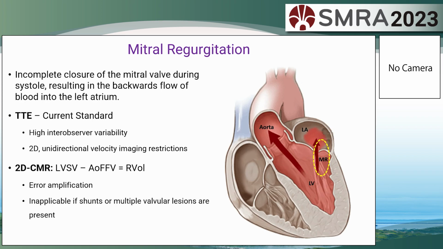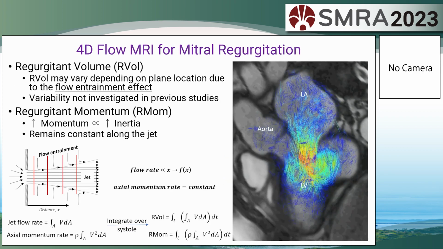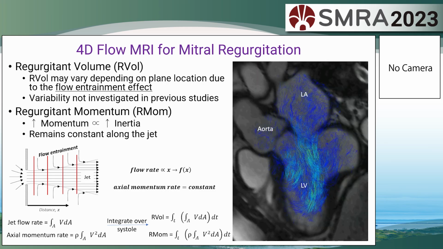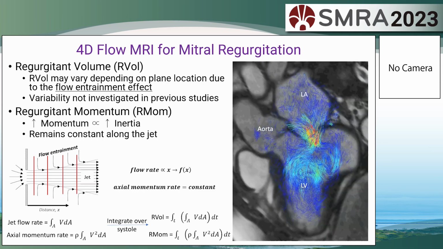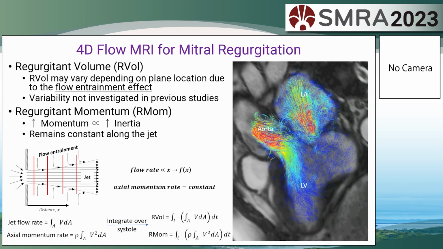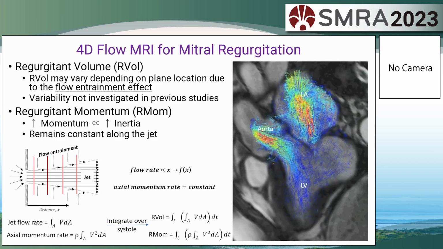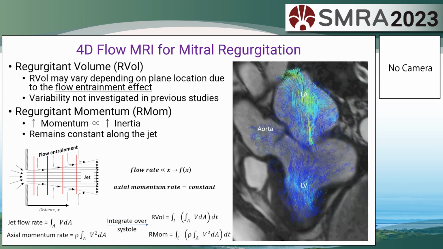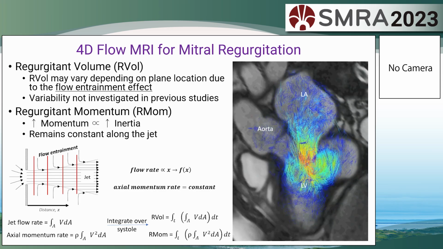from the left ventricular stroke volume, resulting in the regurgitant volume. However, this subtraction of two large numbers can lead to the amplification of inherent measurement errors, and multiple valvular lesions or intracardiac shunts can yield inaccurate results. 4D flow MRI addresses many of these limitations by providing three-dimensional, three-component velocity vectors of MR flow. It allows us to retrospectively place a plane directly at the jet, allowing for more accurate quantification of regurgitant volume.